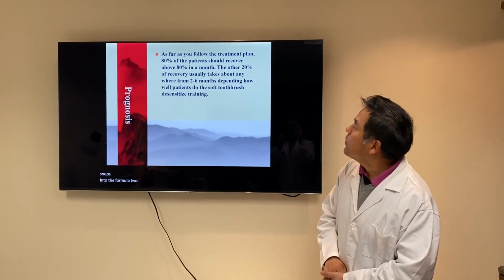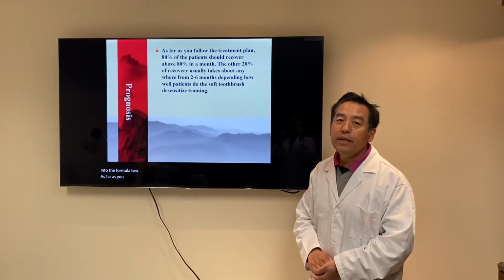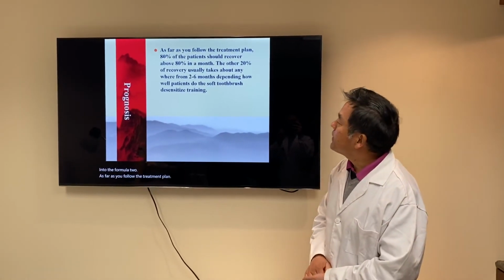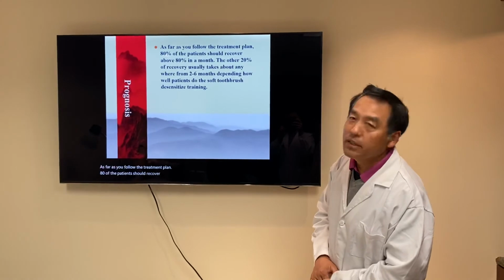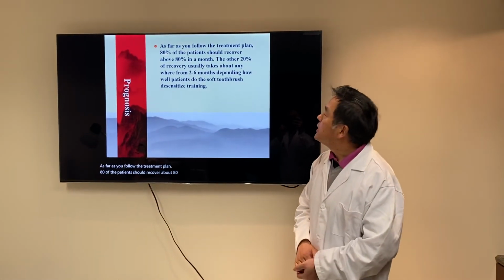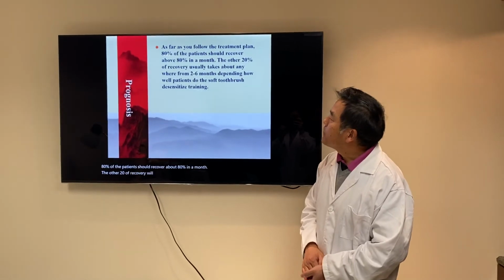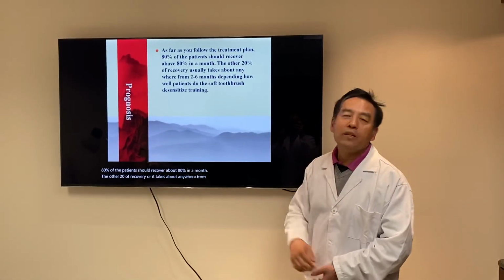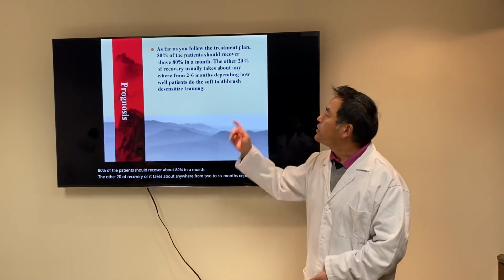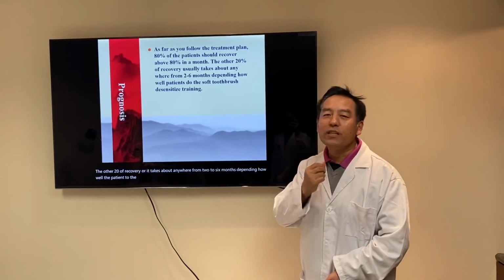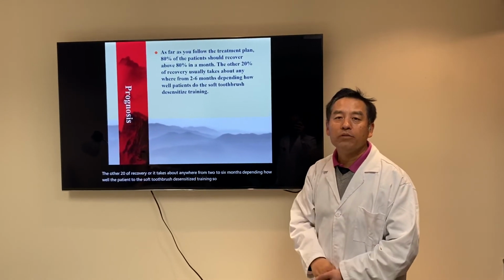As long as you follow the treatment plan, 80% of the patients should recover about 80% in a month. The other 20% of recovery usually takes anywhere from 2 to 6 months, depending on how well the patient does the soft toothbrush desensitization training. So that is a very important part of the treatment plan too.